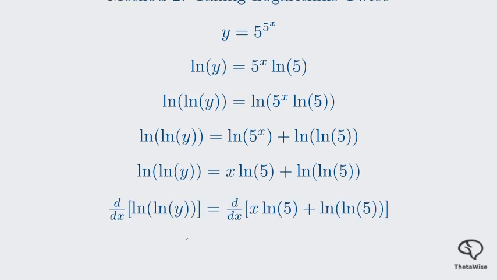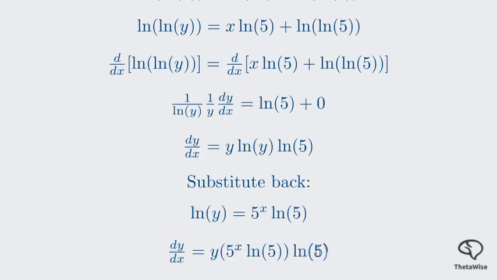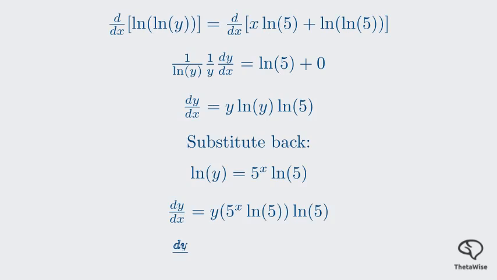Using the chain rule, the derivative of the left side is 1 over y ln y times dy/dx. The derivative of the right side is simply ln 5, since ln 5 is a constant. Now we solve for dy/dx. Multiply both sides by y ln y. Then substitute back for y and for ln y.